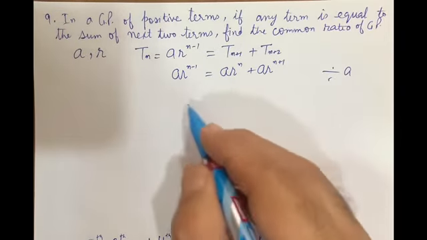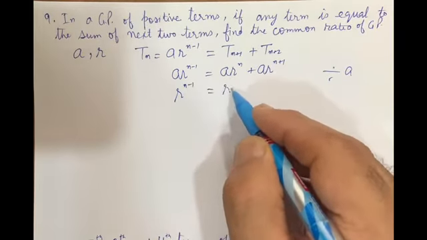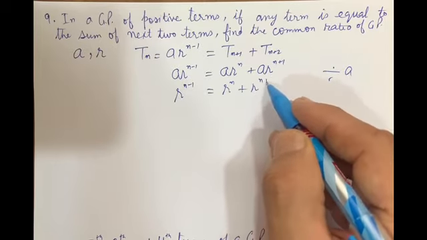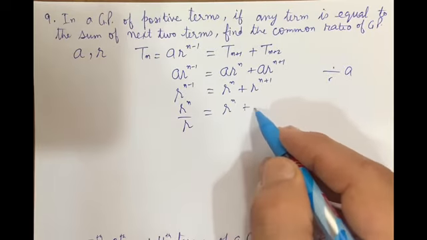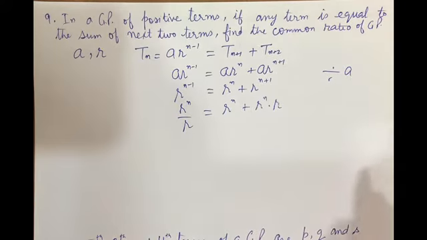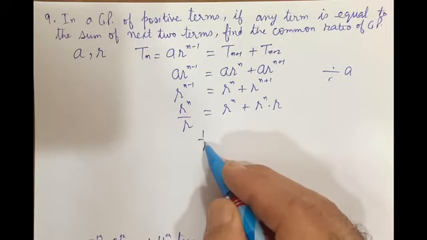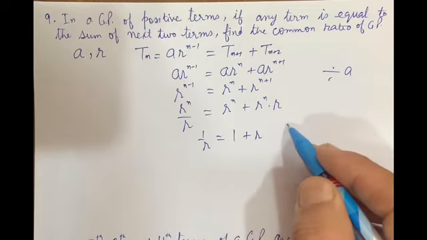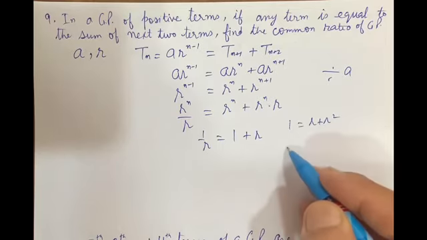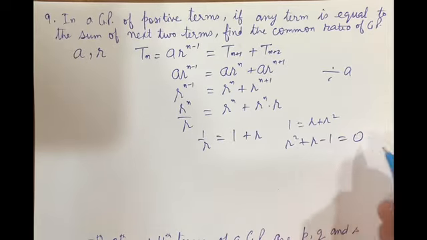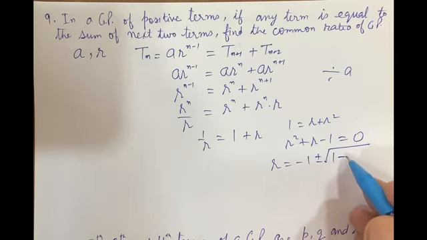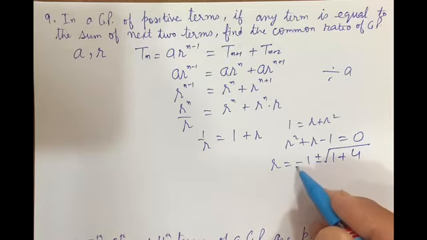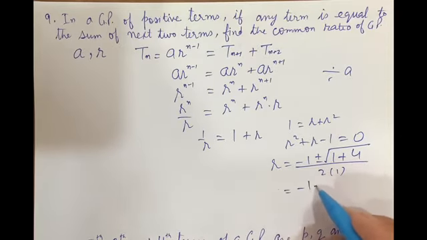Dividing throughout by a, r^(n−1) is r^n plus r^(n+1). This can be written as r^n plus r^n into r. Now dividing by r^n, this is 1 by r equals 1 plus r, or 1 is r plus r square, or r square plus r minus 1 is 0, or r is (−b ± root of b square minus 4ac) upon 2a, which is (−1 ± root 5) by 2.